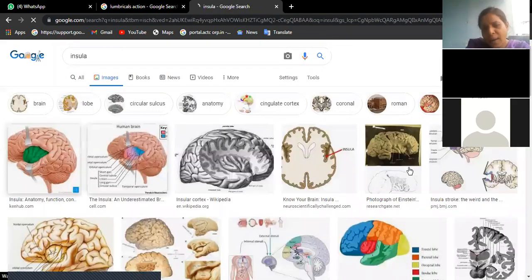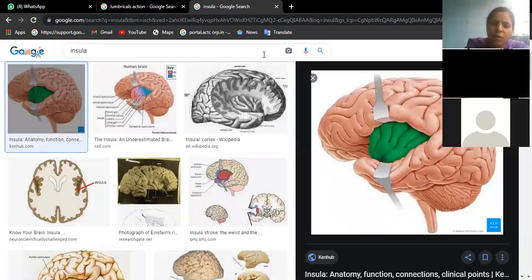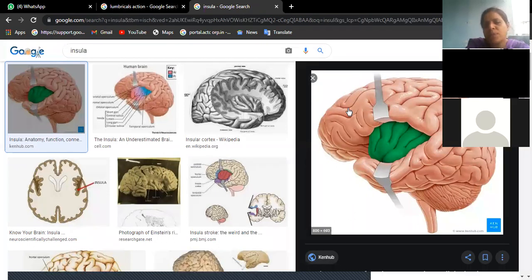So insula is an area which we see in the brain. It's a hidden fifth lobe. Basically, how many lobes do we have? We have four lobes: frontal, parietal, occipital, and temporal. If you retract the lateral sulcus, inside the lateral sulcus there is a hidden lobe which is called the insula. Okay, so that is one.